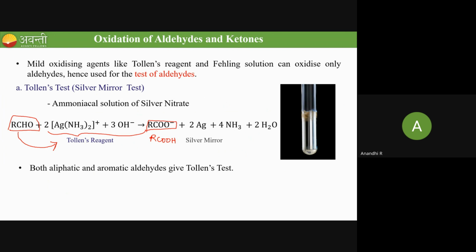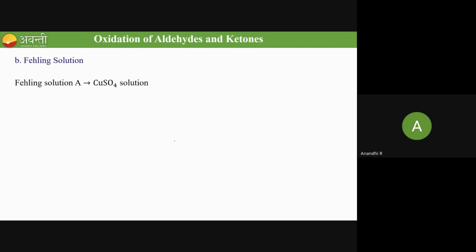Okay, we can go for the next one, that is Fehling's solution test. So for Fehling's solution, we have to take two beakers, that is, we have to take two solutions. One is Fehling's solution A, that is copper sulfate, and Fehling's solution B is the alkaline solution of sodium potassium tartrate.